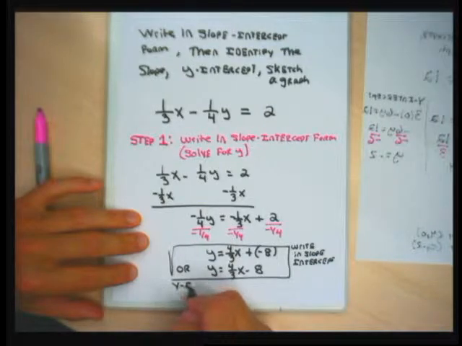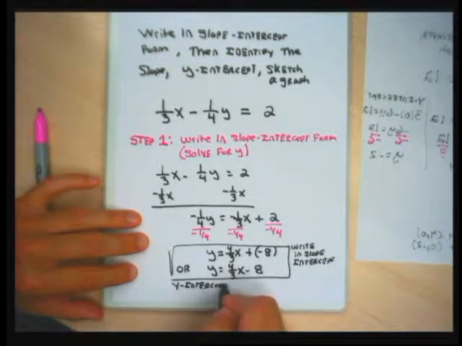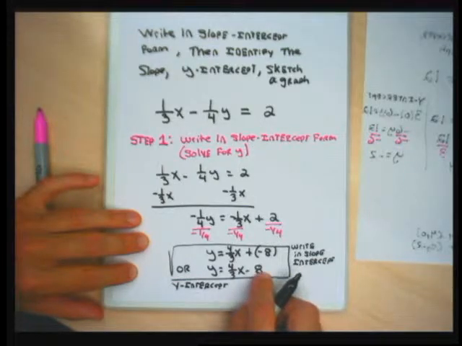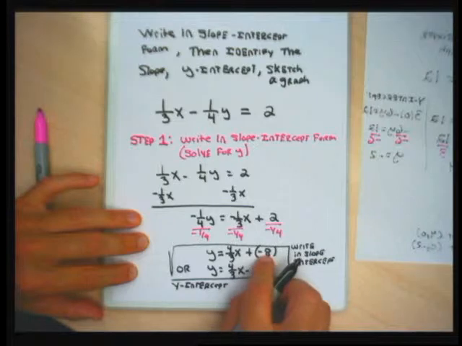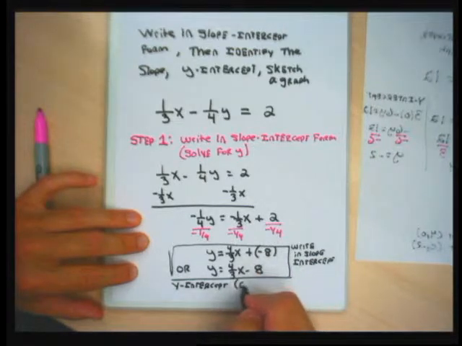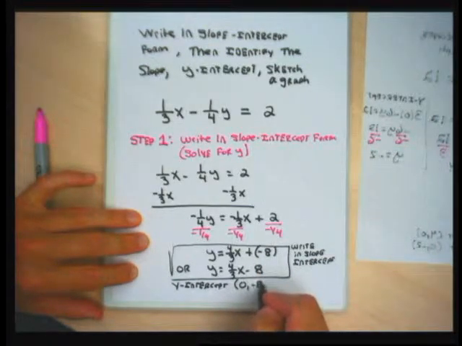So I'm going to write down the word y-intercept, and next to it I'm going to write what the y-intercept is. The y-intercept is the non-zero part, the number after the minus sign, or this negative 8 up here. And we usually write it as a point, so I'm writing it as the point 0, negative 8.